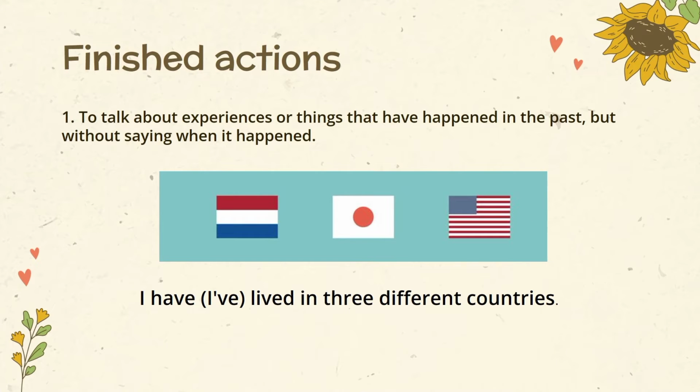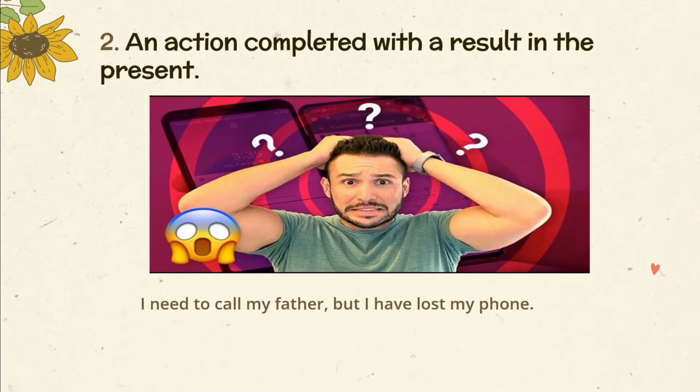Completed actions. We use this tense to talk about completed actions in the past in 3 particular cases. Number 1, to talk about experiences or things that have happened in the past, but we don't say when it happened. Example: I have or I've lived in 3 different countries. 2. An action completed with a result in the present. Example: I need to talk to my father, but I have lost my phone. Oh no!